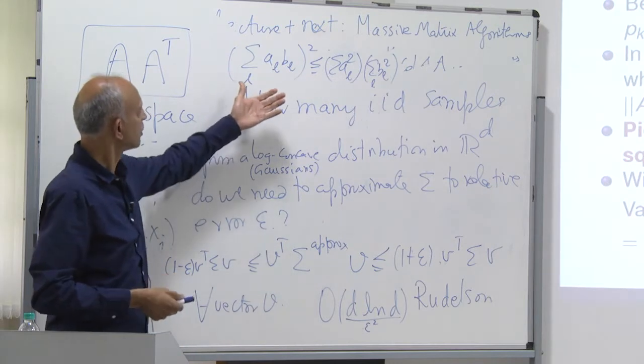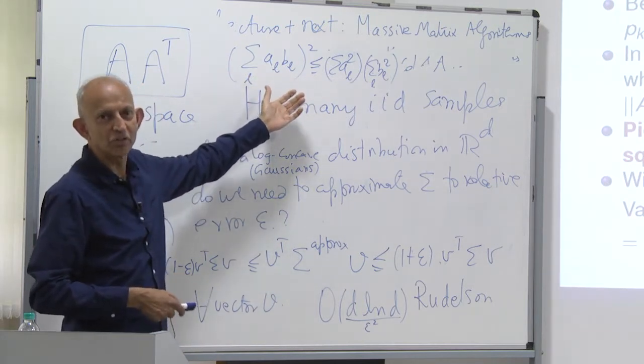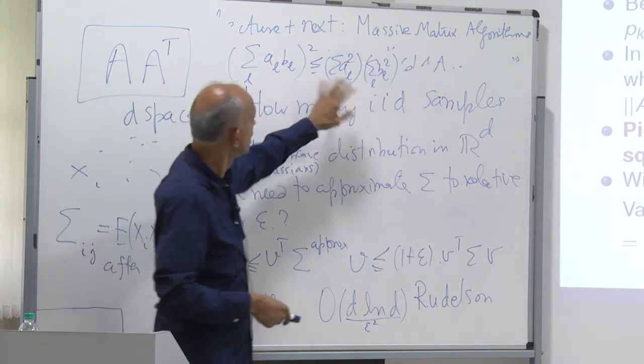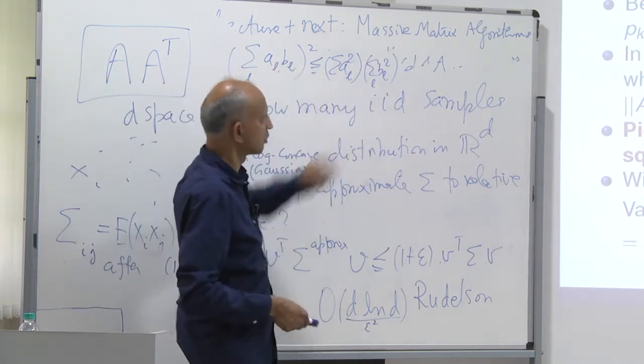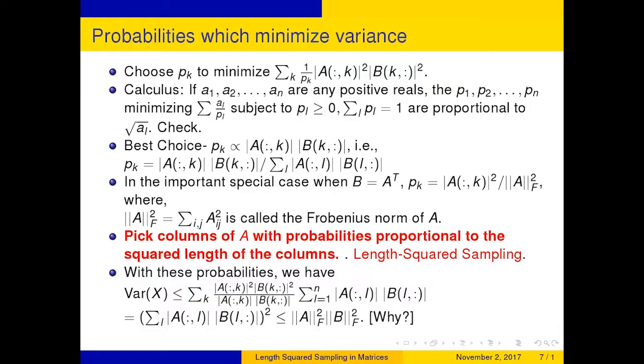Another way of thinking about it is the dot product of two vectors, vector A and vector B. It's just saying the dot product squared is at most the product of the squares of the lengths. You get the same bound if you used just a_k squared. So maybe that's worth doing. Let's just do that on the board.